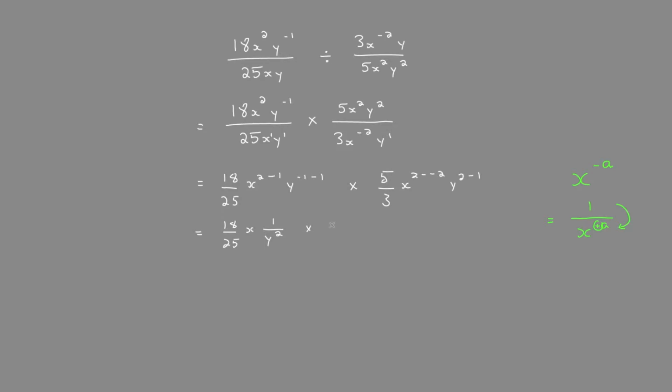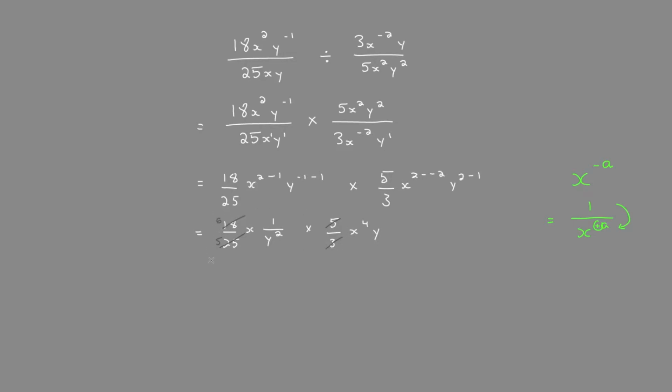Okay, for x we have 5/3, x to the power of 2 minus negative 2 is 2 plus 2. That's 4, times y to the power of 1. So we won't write the 1. Next, we're going to simplify the fractions. So we can reduce 25 and 5, and we can reduce 18 and 3.